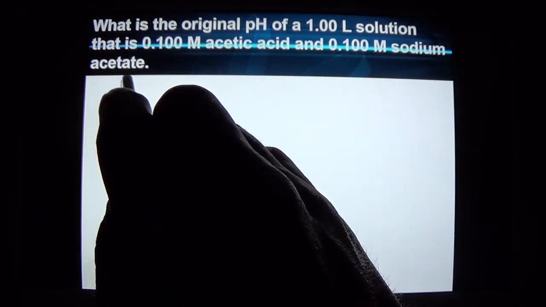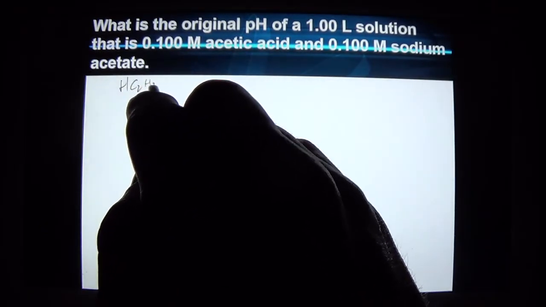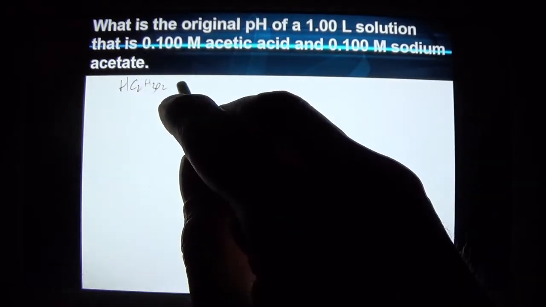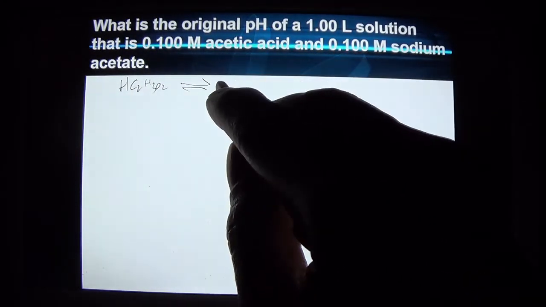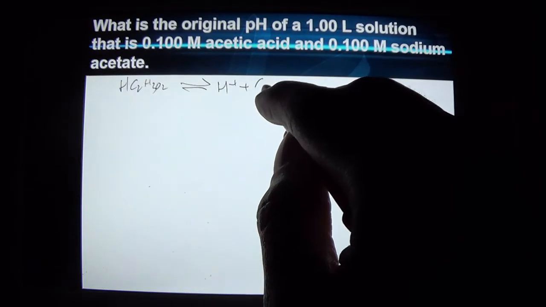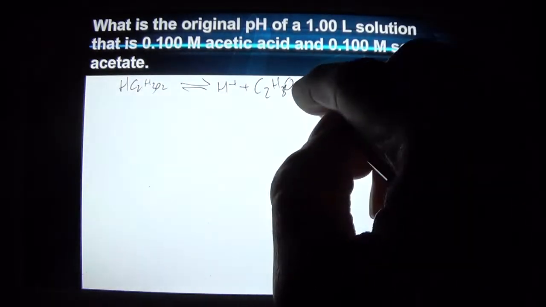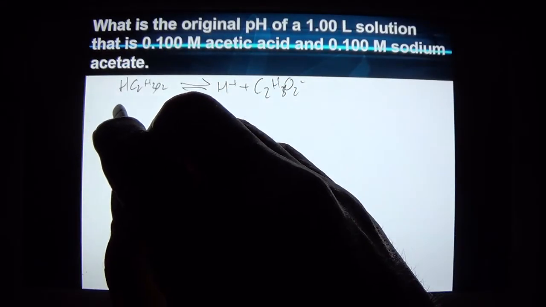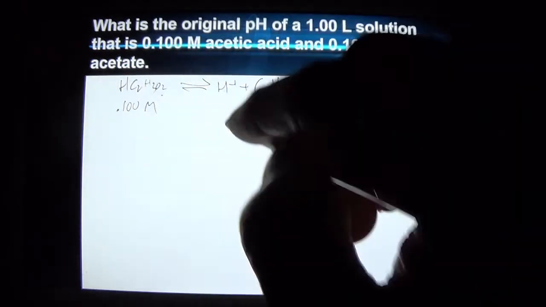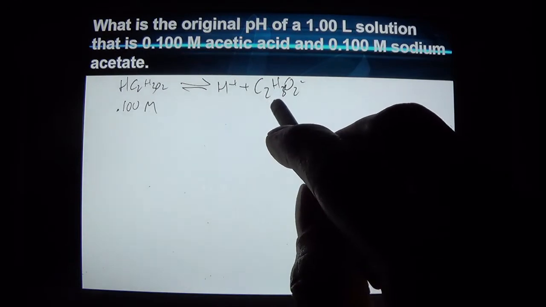Anyway, so I have acetic acid, which is HC2H3O2. And I'm going to add it to water, and I'm not going to write in the water. And it's going to give me hydrogen ion, and it's going to give me acetate ion. Now here's the thing, as I start my Rice table, initially I think I have a 0.100 molar solution of that, but check out what else I have.